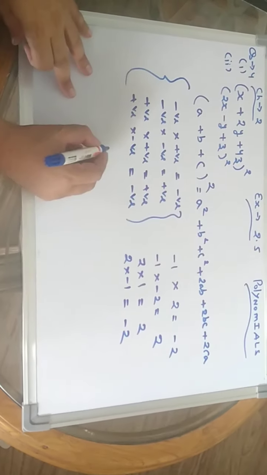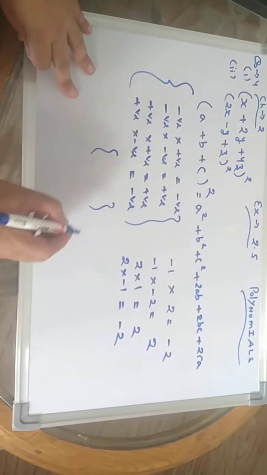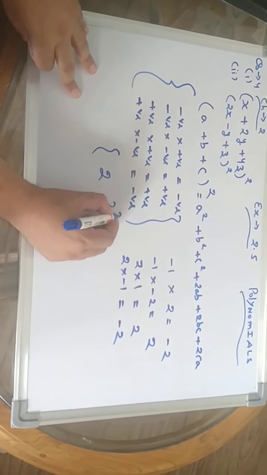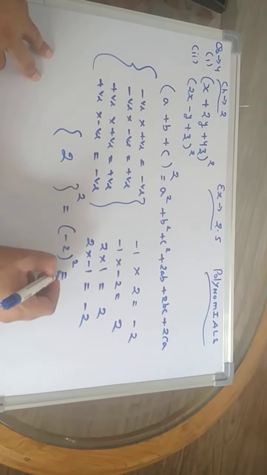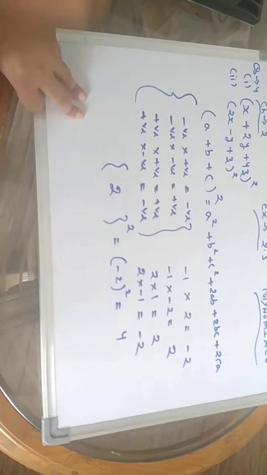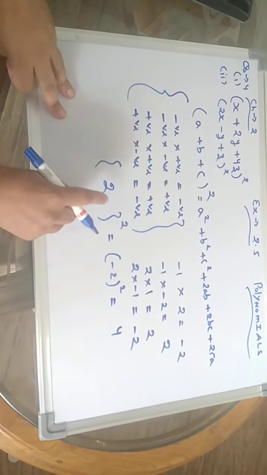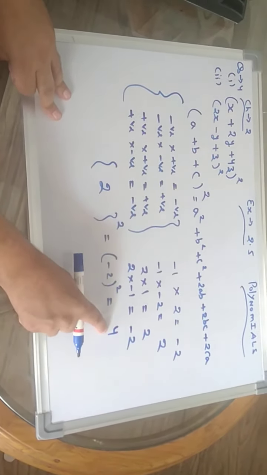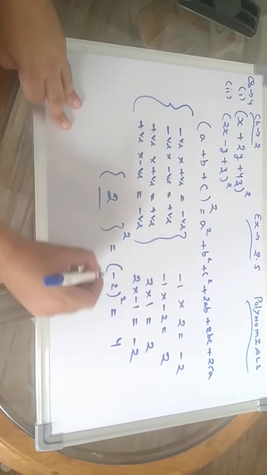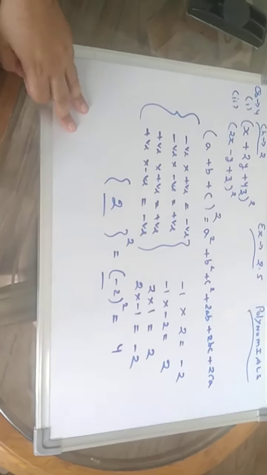Another very important result is that of a whole square: 2 whole square or minus 2 whole square, both answers are the same, the answer is 4. So you must understand that positive square is positive and negative square is also positive. In both circumstances, your answer is positive 4.